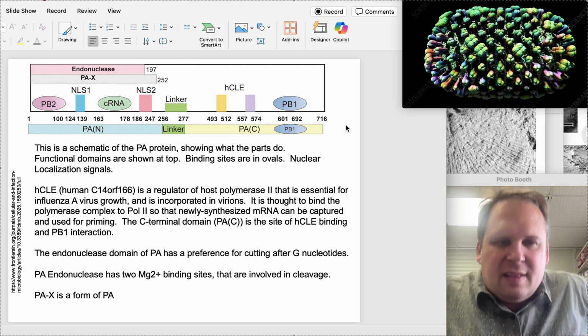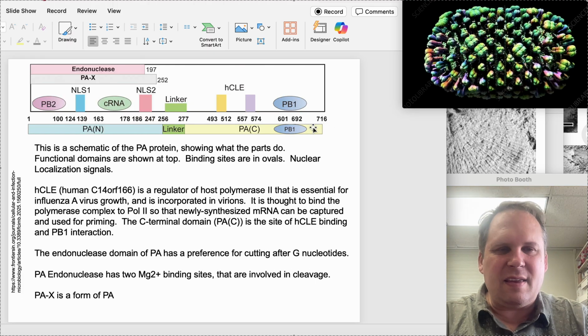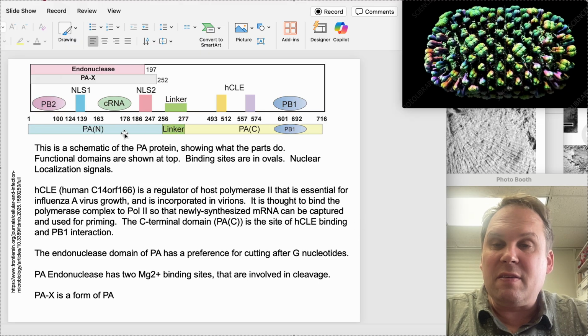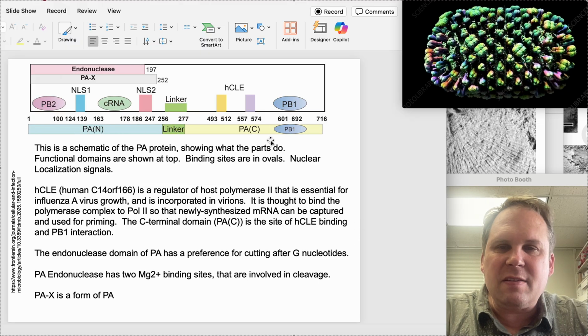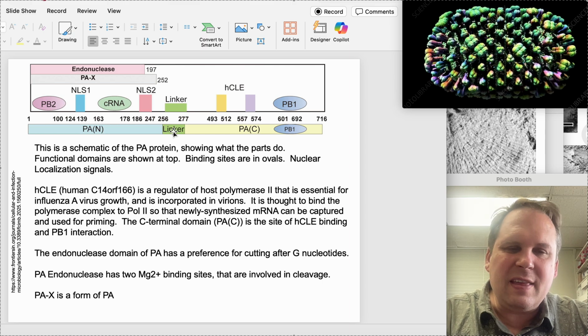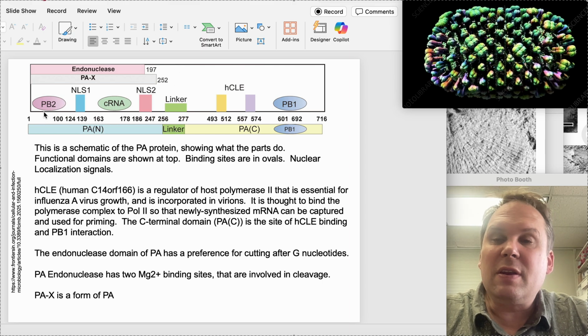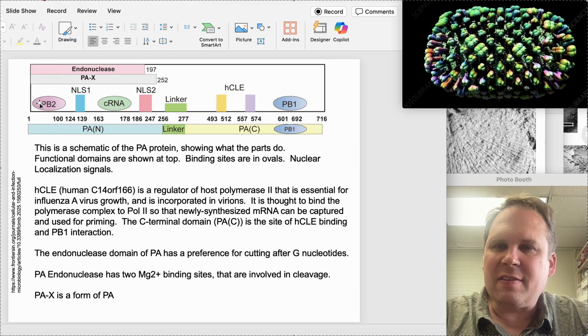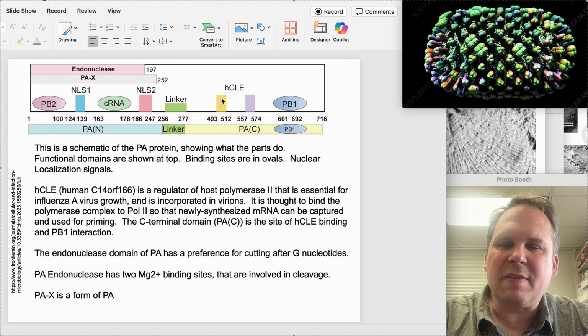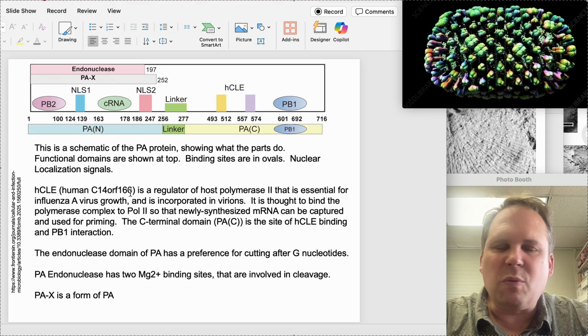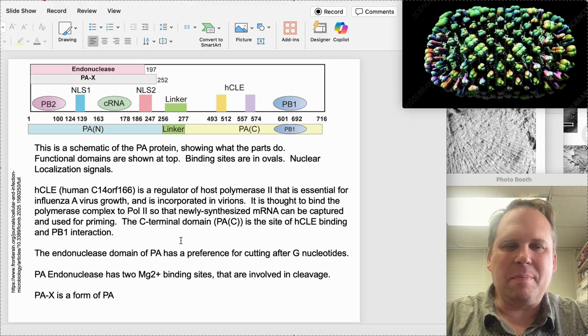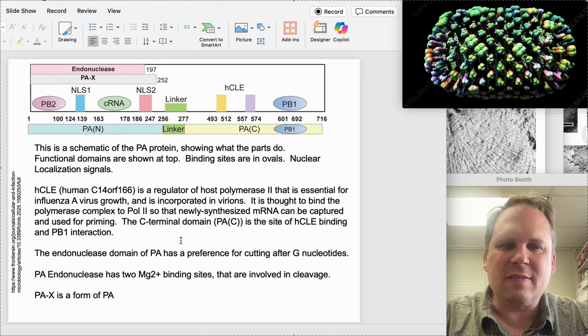Okay, let's talk about the PA protein. PA has several domains. You can break this down into an N-terminal domain, a C-terminal domain, and a linker. The linker doesn't do anything, it just joins those two together. You can also break it down into a number of interaction sites. So everything in this part of the figure is showing an interaction with something. Like this HCLE, C14orf166, to its friends when it's in trouble, I guess. That is a protein that would normally associate with polymerase II.